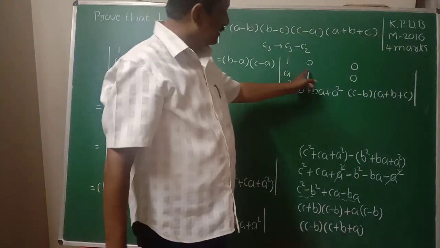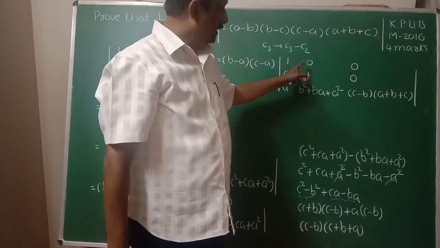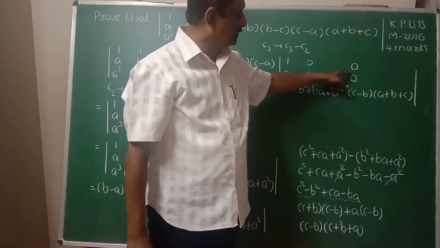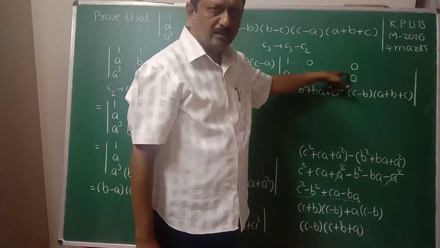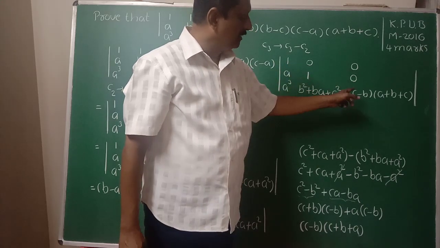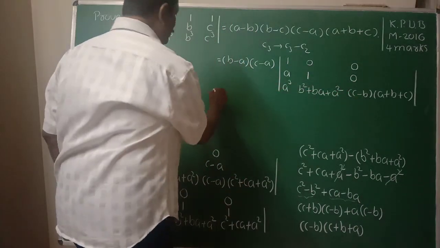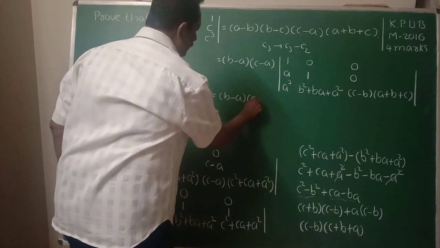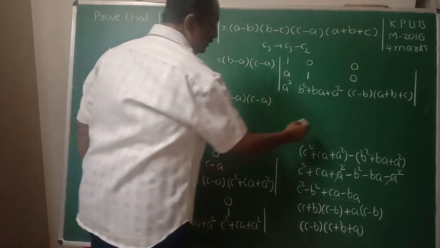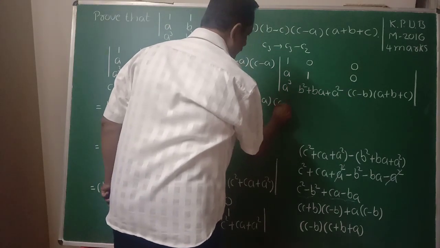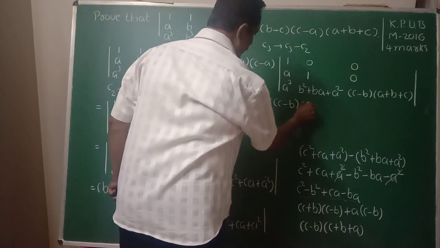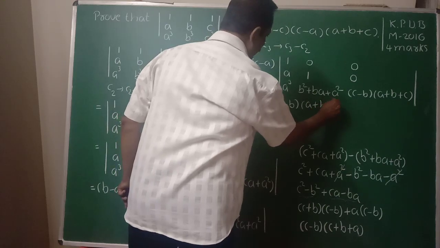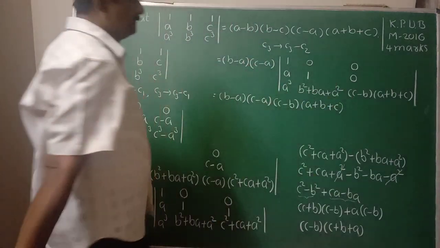Again, these are diagonal elements. Here one side of the diagonal elements are 0. All these elements are zeros. Then directly multiply the diagonal elements. Hence, this is equal to (b minus a) into (c minus a) into (c minus b) into bracket (a plus b plus c).